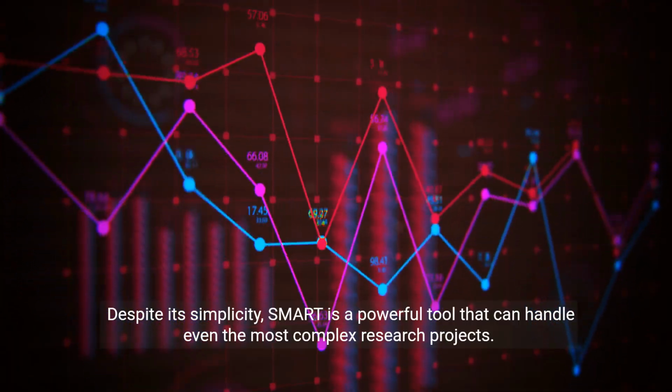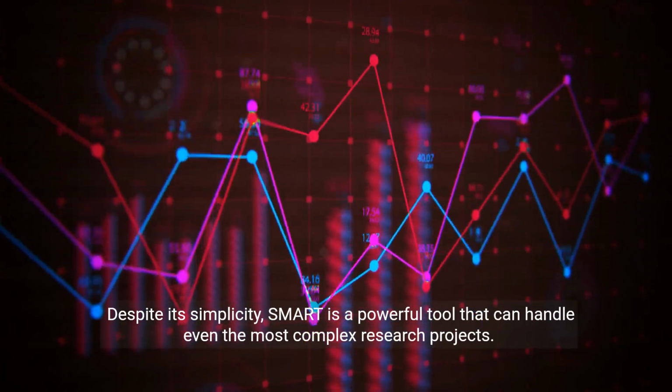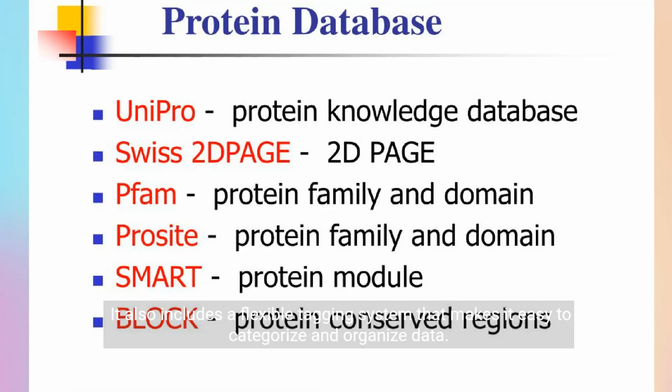Despite its simplicity, SMART is a powerful tool that can handle even the most complex research projects. For example, the tool includes a powerful search function that allows researchers to quickly find and retrieve information from their notes and references. It also includes a flexible tagging system that makes it easy to categorize and organize data.